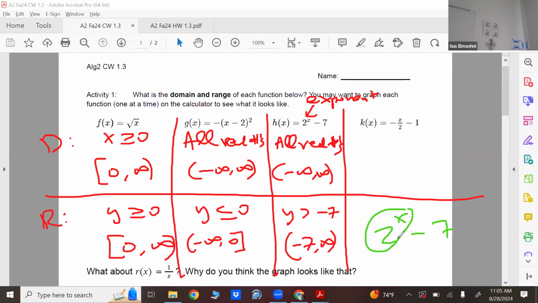Is it because no exponent is going to be -7, no matter what exponent? Well, let's talk about 2 to the x. Can 2 to the x ever equal 0? Can you raise 2 to some power and get 0? Right, and that's the reason why. And we're going to see that in just a moment.